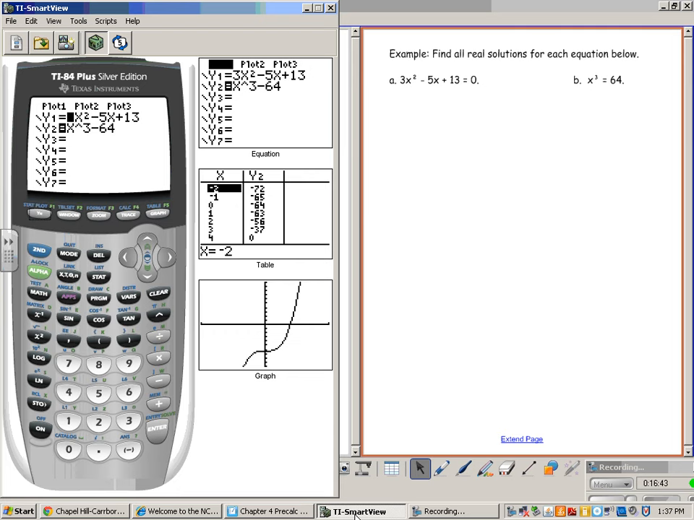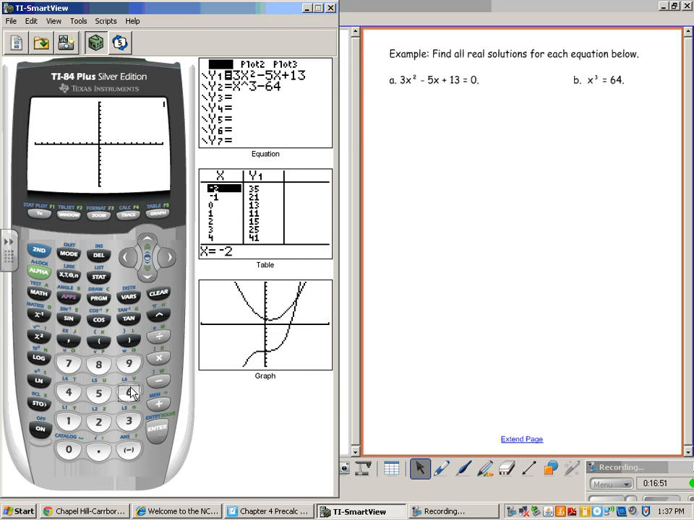So here's our equation here. And let's do zoom 6 and take a look at it. And this is the first one. This is A. Okay, so right now I am not seeing a graph. And if you think back to what we've learned, the reason I'm not seeing a graph is because my y-intercept occurs at 13, which is my constant. And I'm on a standard viewing window right now.